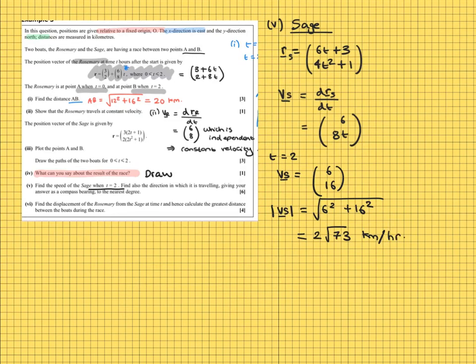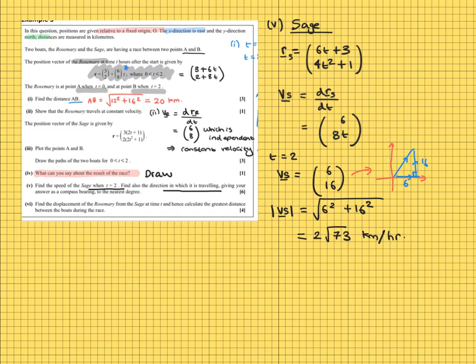Now find the direction in which it is travelling, giving your answer as a compass bearing to the nearest degree. So we must sketch the velocity vector in order to find its direction. Let's quickly sketch what that looks like. Imagine a pair of axes like that. A vector (6, 16) would look like this approximately. It doesn't really matter, we're just sketching. So there's the 6, there's the 16, there's the right-angled triangle.